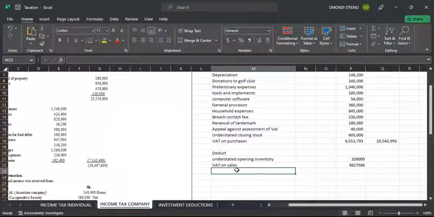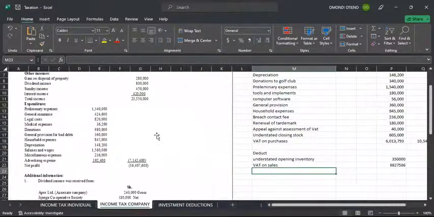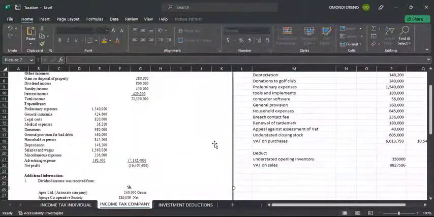By how much? VAT, we were told it is what percent? VAT, what is the rate of VAT? 16%, so that is the answer. 16% is the rate which we are applying there.